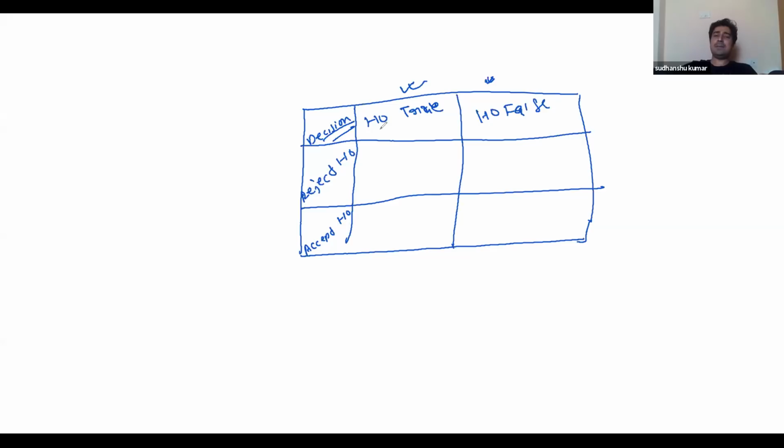Now suppose something is already correct, but you are trying to reject it. For example, in the Indian Penal Code, IPC, it always says that unless and until you are able to prove the crime of a person, that person is not a culprit. That person is innocent. Unless and until that person is proven guilty, that person is innocent. So let's try to correlate this with hypothesis testing.